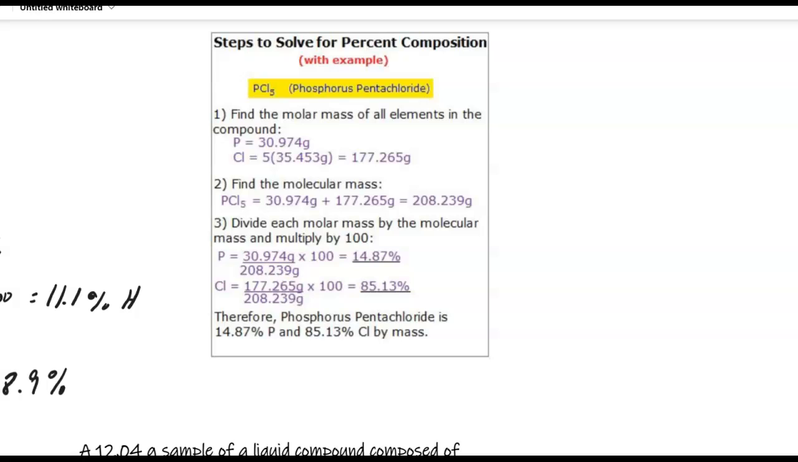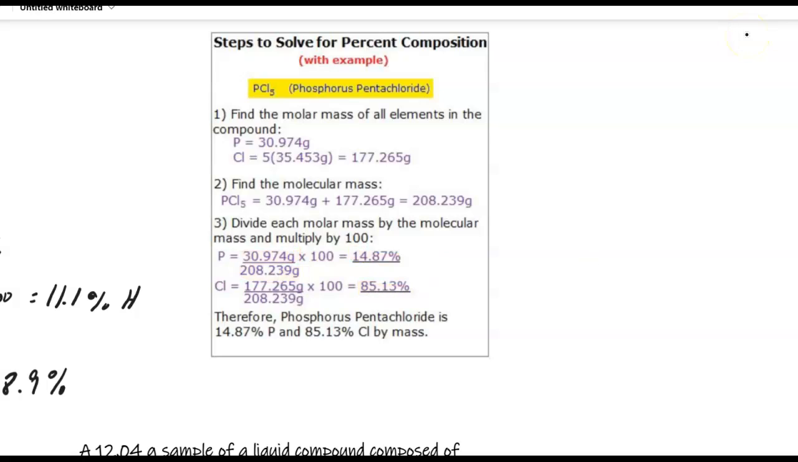If you take a look over here, we have one phosphorus, and we know it's 30.974, and we divide it by the whole molar mass, which is 208.239, and we get 14.87% by mass. Phosphorus pentachloride is 14.87% by mass phosphorus. Now, we only have two elements involved here, phosphorus and chlorine. So we could just take 100 minus 14.87, and we get 85.13 right down there. That's no big deal.